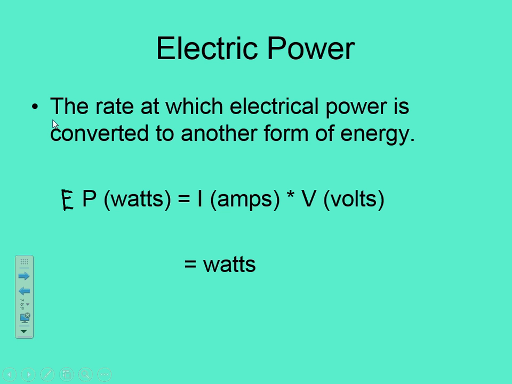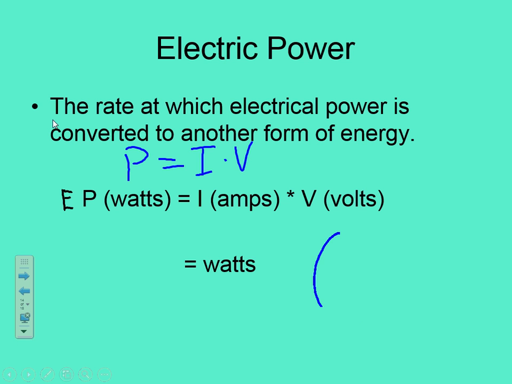Well, because power, we've talked about power in watts. Now, typically you'll see this with a 60-watt light bulb. That's how much power the light bulb is able to convert. So power is equal to current times voltage. P is equal to I times V.